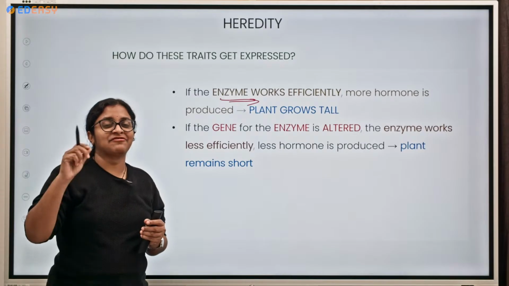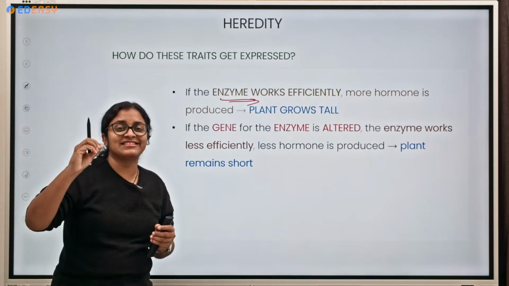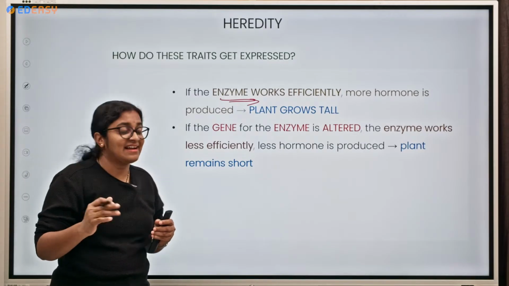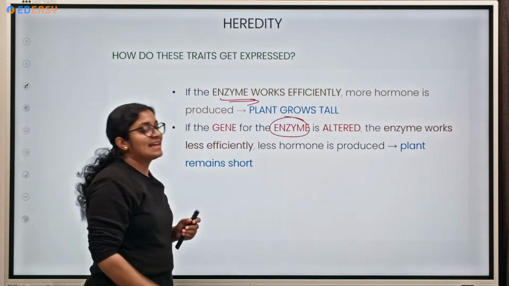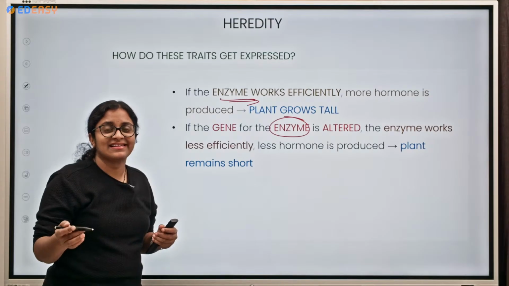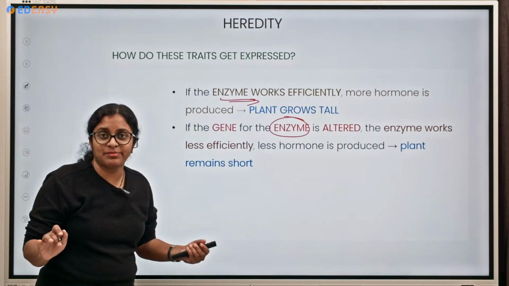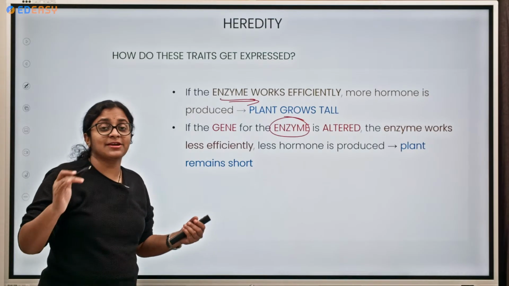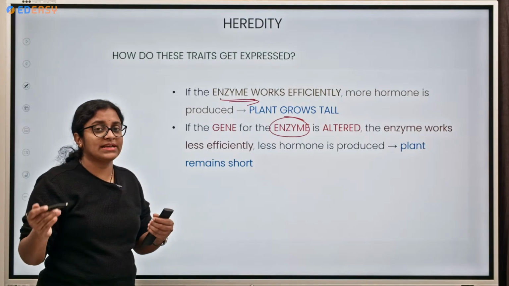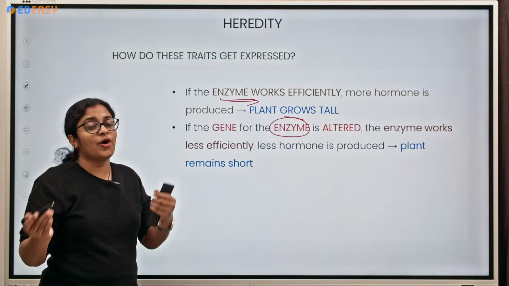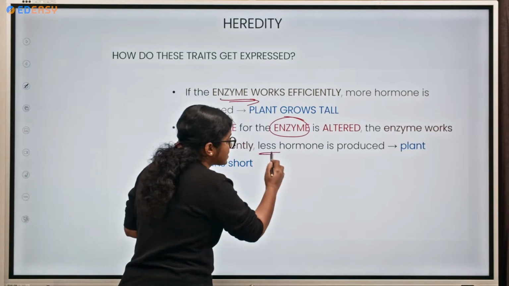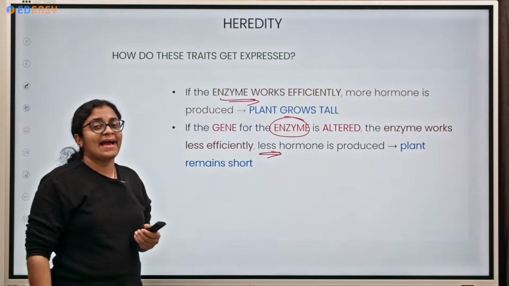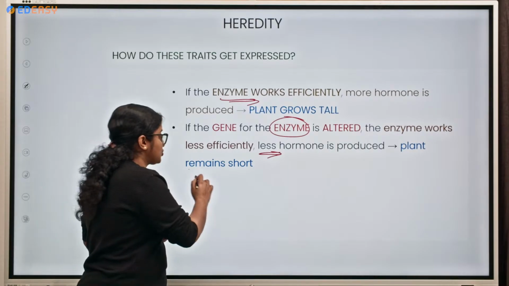But if the gene segment that encodes the enzyme is getting altered, the enzyme cannot work properly, and since it has hormone production as its function, the hormone cannot be produced. There is a production of less hormone and the plant remains short.